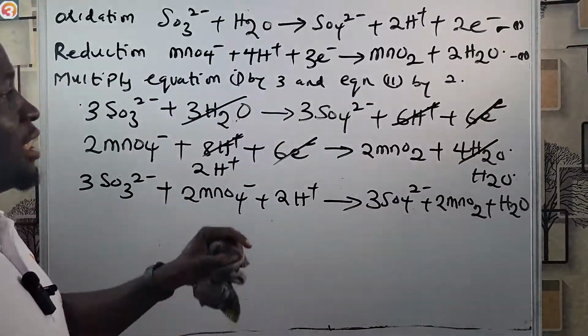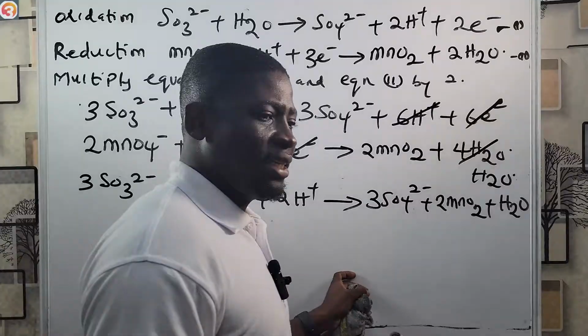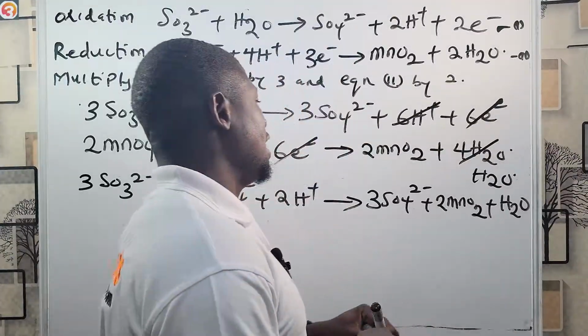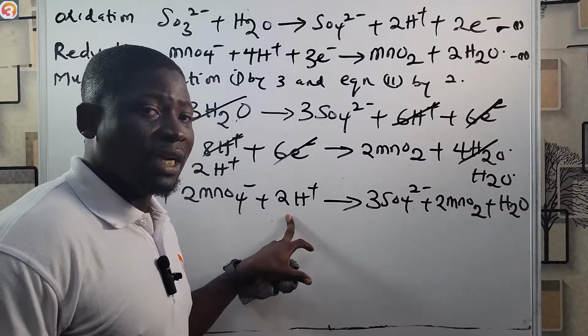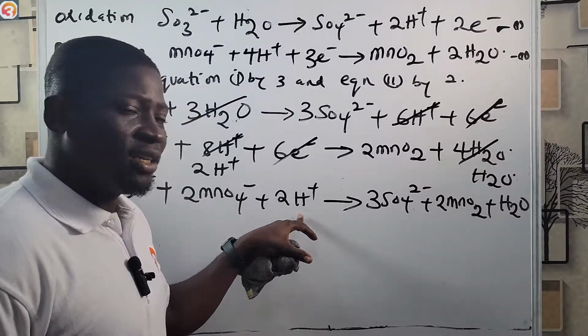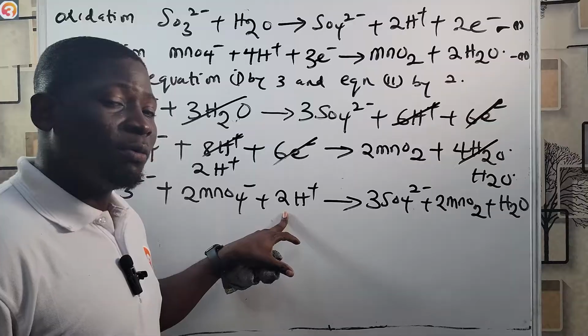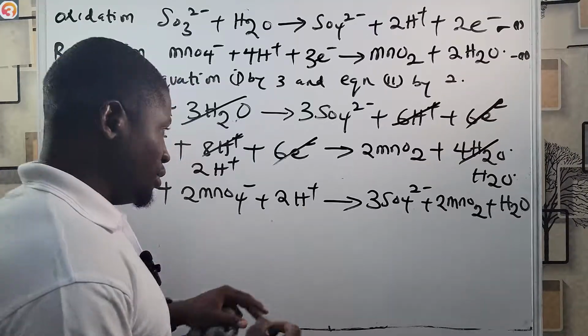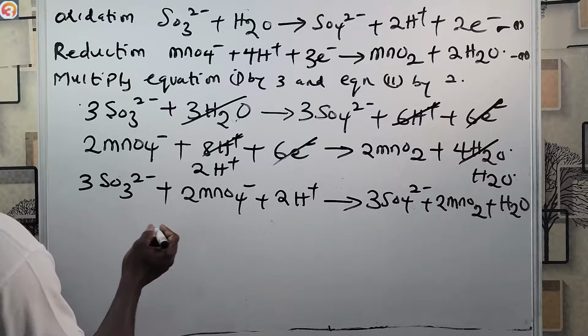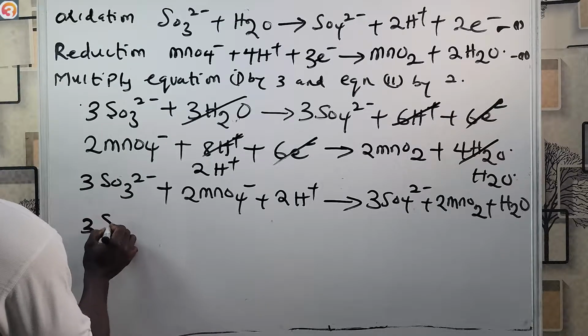Since they say we should balance it in both the acidic and the basic aqueous solution, what we do now is to simply add the appropriate number of hydroxyl ions to turn the hydrogen ions to water molecules. So what we do? We add 2OH- there.